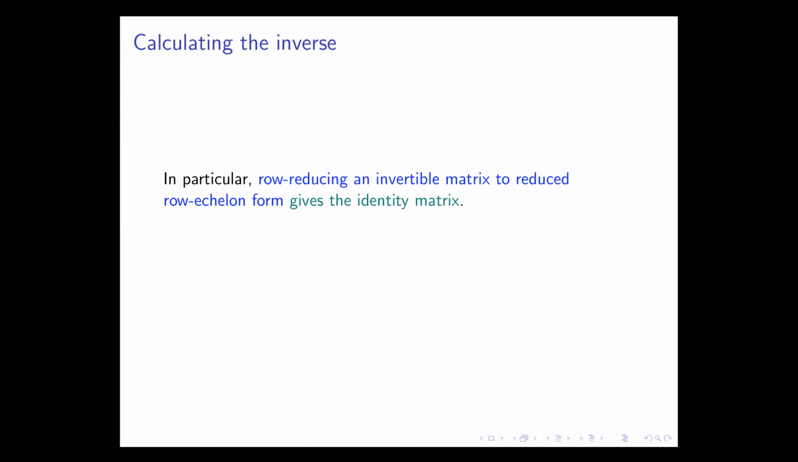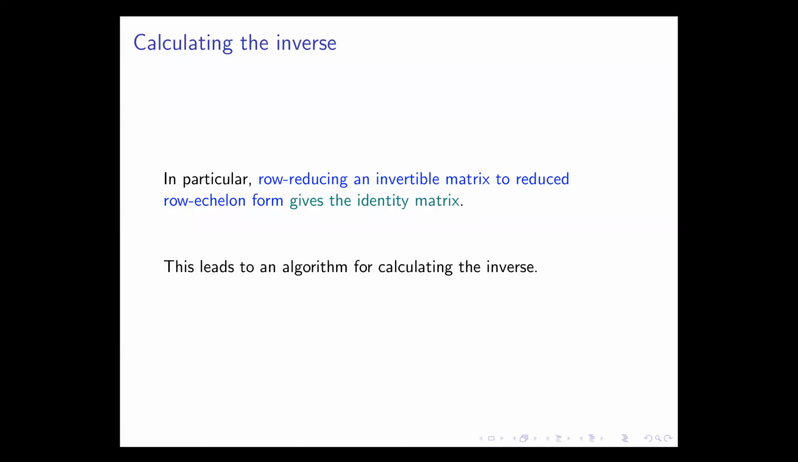Because remember, if you have matrix A, there must be a pivot in every column and every row, which is another way to say that this is an identity matrix.